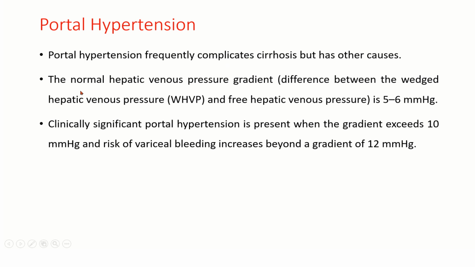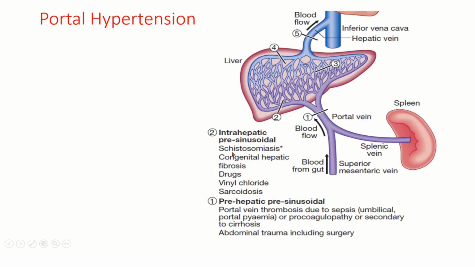There are other causes also. The normal hepatic venous pressure gradient, that is the difference between the wedged hepatic venous pressure and the free hepatic venous pressure, is 5 to 6 millimeters of mercury. Clinically significant portal hypertension is present when the gradient exceeds 10 mm of Hg. So normal is 5 to 6, but if it exceeds 10, then there will be clinically significant signs of portal hypertension. And the risk of variceal bleeding increases beyond a gradient of 12 mm of Hg.